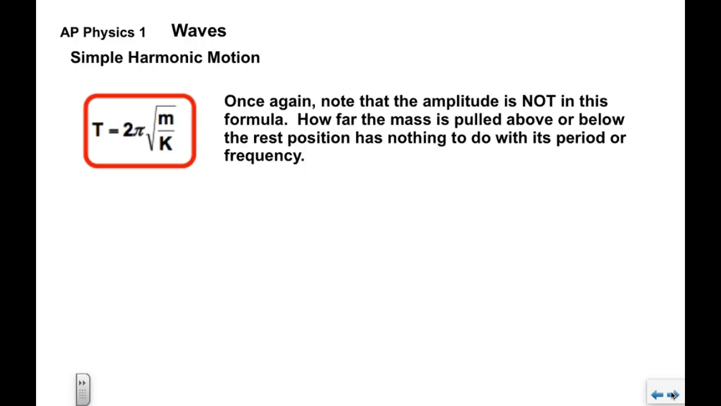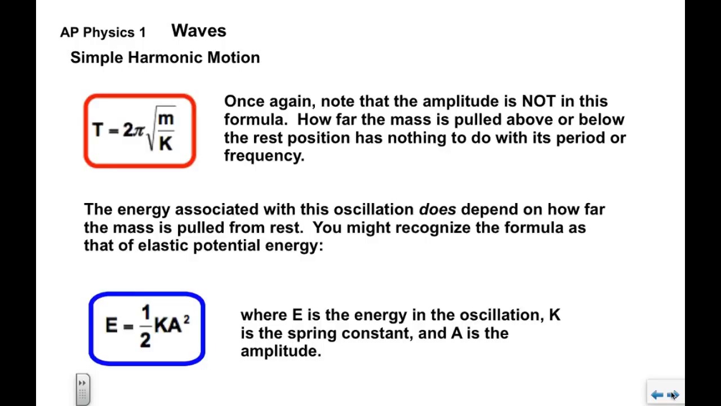Again, if you pull it down further from the rest position, it will move faster. As it goes through the rest position, its velocity will be greater, but the frequency and period will not change. The energy in the oscillation does depend on the amplitude. Again, just like a wave, the amplitude and the energy are related. The energy in a spring mass system is 1/2 KA squared. K is the spring constant. A, of course, is the amplitude or the maximum displacement.